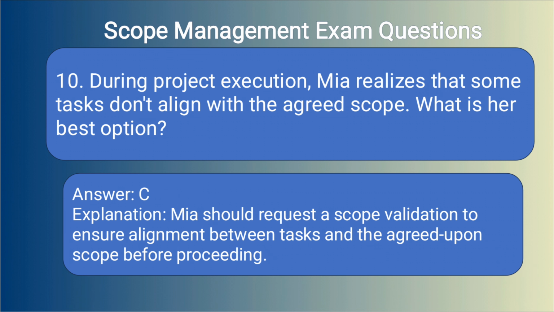Answer: C. Explanation. Mia should request a scope validation to ensure alignment between tasks and the agreed-upon scope before proceeding.